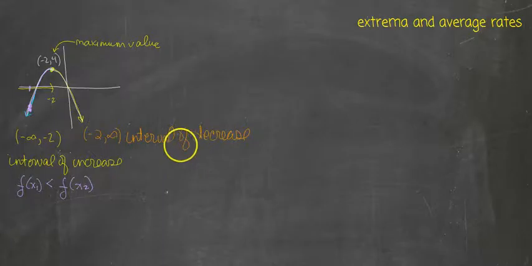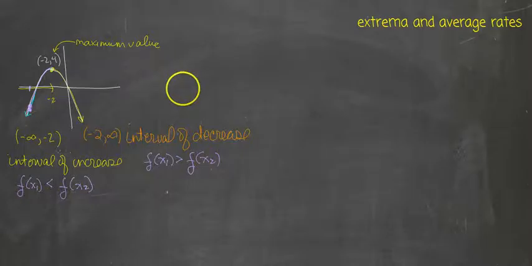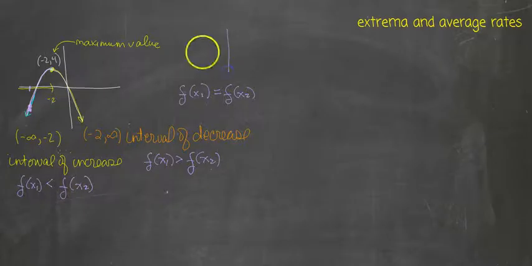Same thing occurs for the interval of decrease if for every point on the interval the f of x1 is strictly greater than the f of x2. And then there's another idea, that is, if for every x on an interval the output is equal to the output of the x right next to it. And so on a graph that would be a constant part.